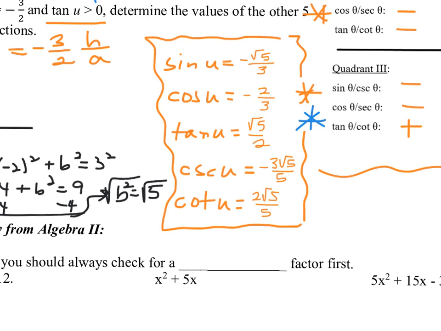Now cosecant is the reciprocal of sine, but we had to rationalize the denominator. That gave me negative 3 square root 5 over 5. And then finally cotangent u, 2 square root 5 over 5. If you have any questions on how those fractions came to be, make sure to ask. Also remember to include that angle u with each of these definitions on the left-hand side.